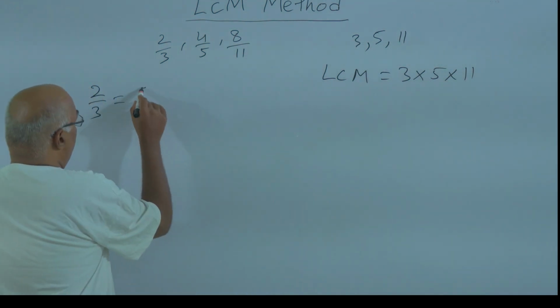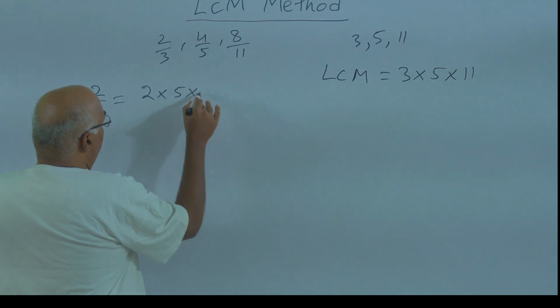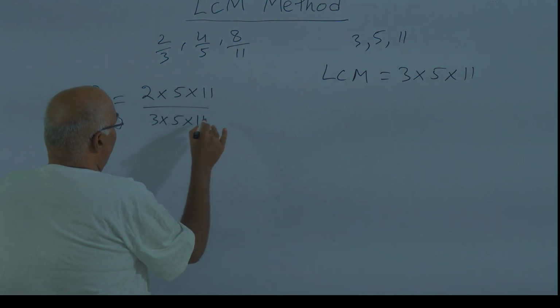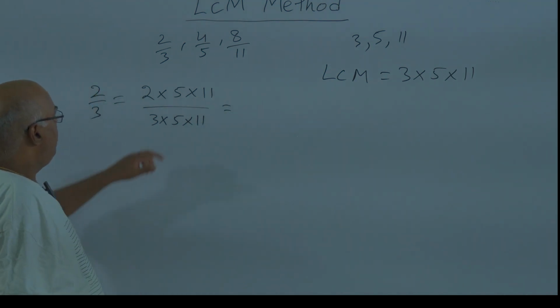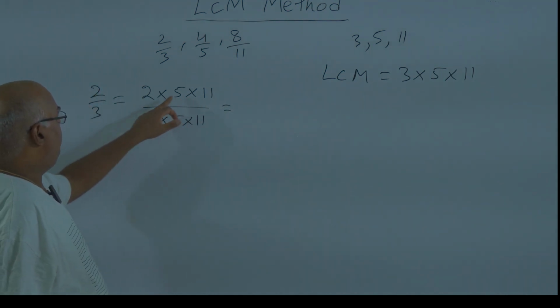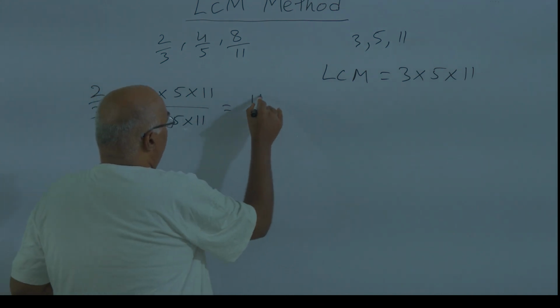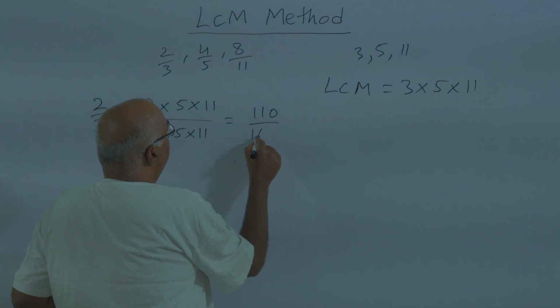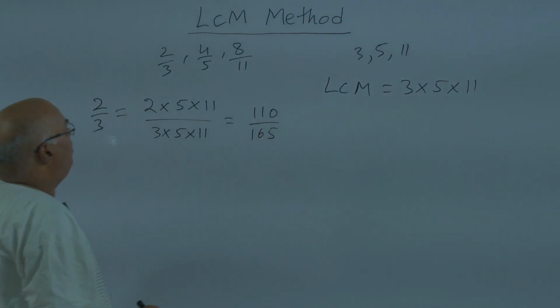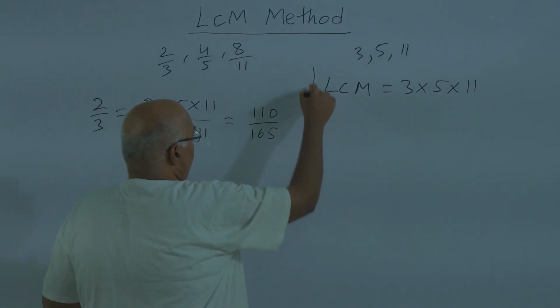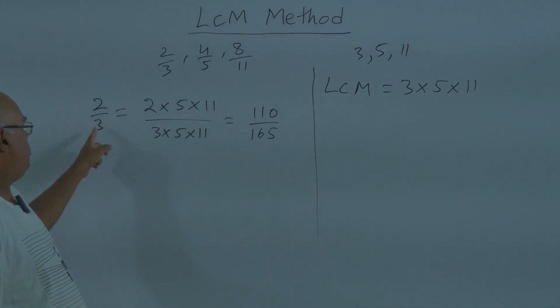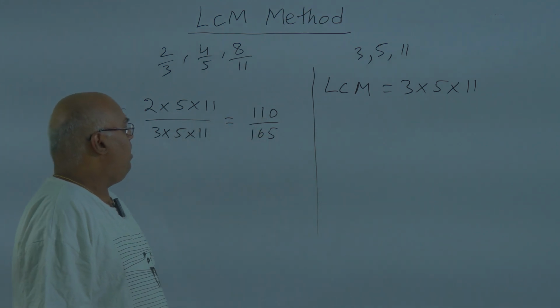So this is equal to 2 into 5 into 11 by 3 into 5 into 11. 11 5s are 55, 55 into 2 is 110. The denominator: 5 3s are 15, 15 into 11 is 165. So I have written the first fraction 2 by 3 as 110 by 165.